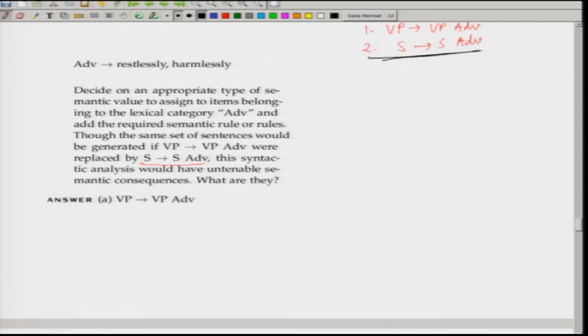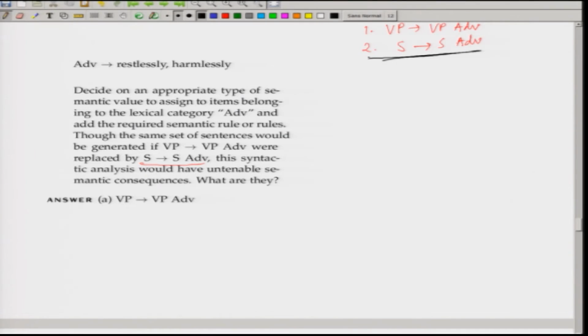So, let us see why it is a bad rule, but first we see that both are structurally good options. How? Suppose you have something like Sadie snores restlessly. We take a very simple sentence. How to derive it? There are two derivations.